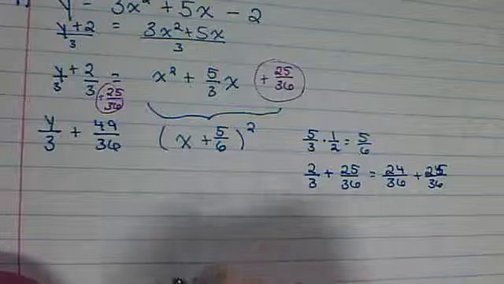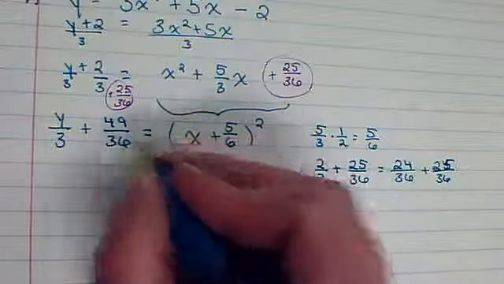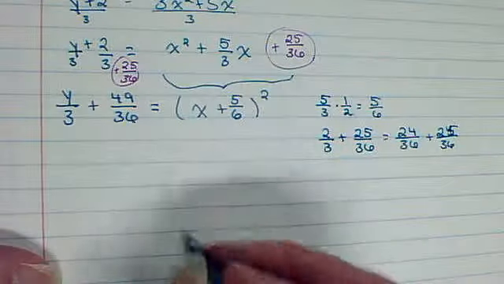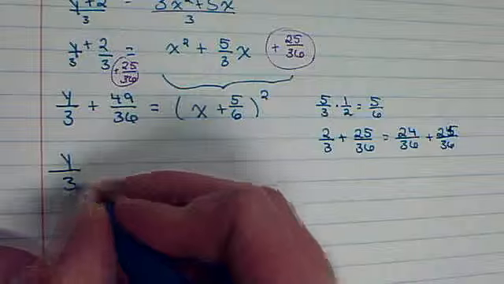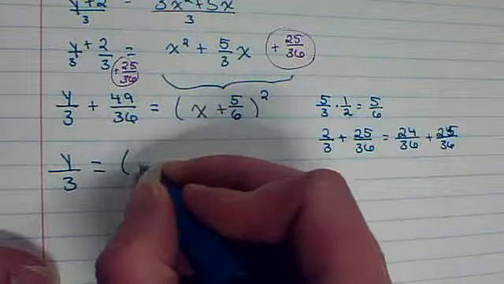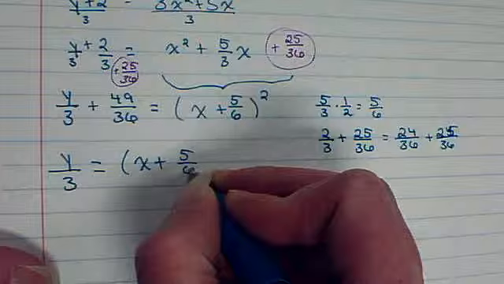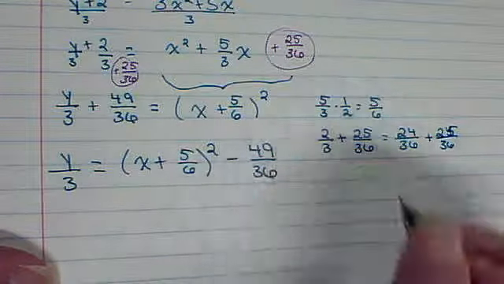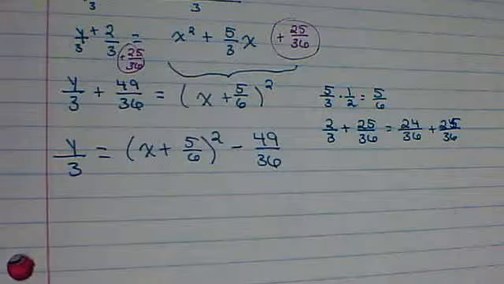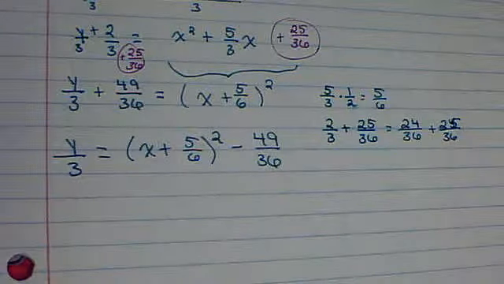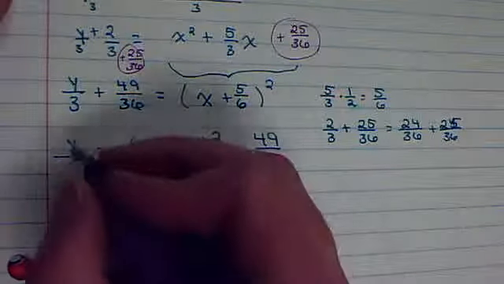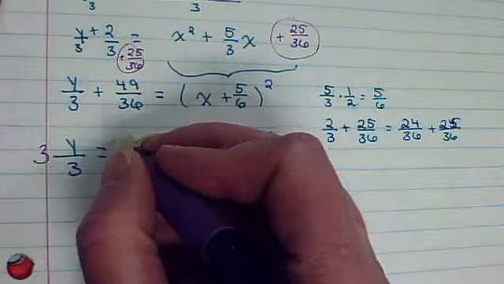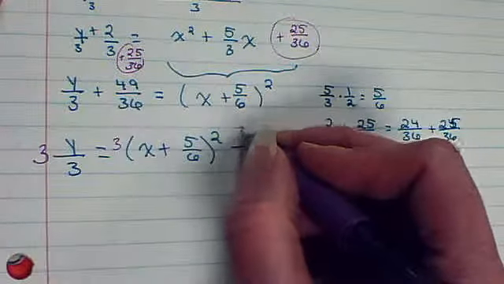Now, we're going to try to get y by itself again. So, like up here, we move the 3 next. I'm going to move this constant next. So I got y/3 equals x plus 5/6 squared minus 49 over 36. Now, we still want to get y by itself. To get y by itself, I'm going to need to multiply both sides of the equation by 3. So that means I'm going to have to multiply y over 3 by 3. I'm going to need to multiply this by 3. I'm going to need to multiply this by 3 as well.